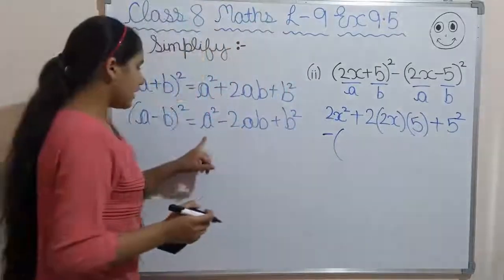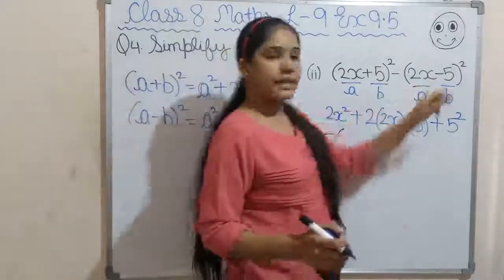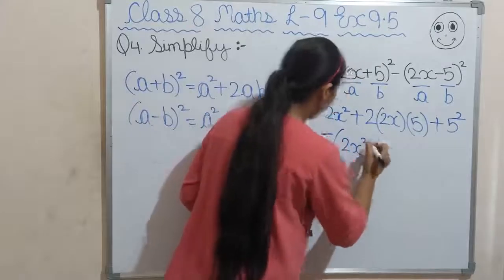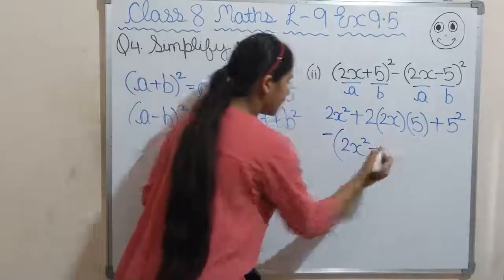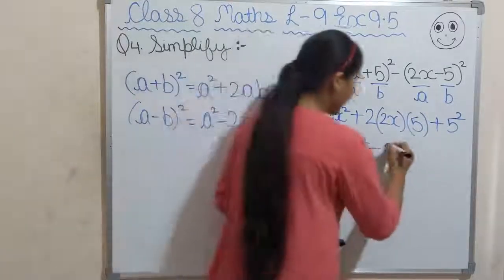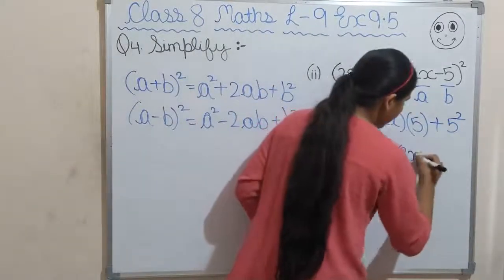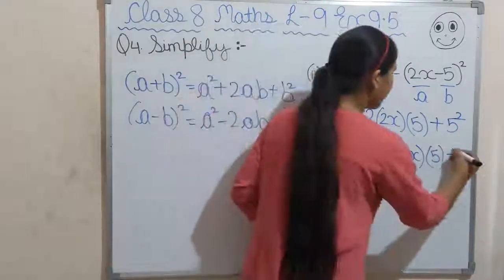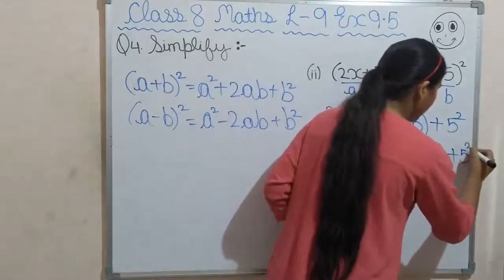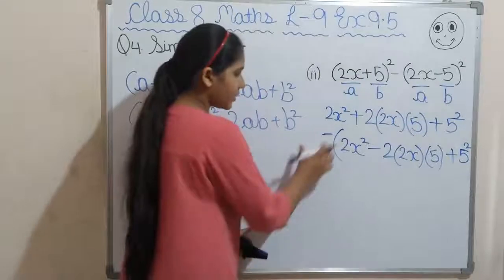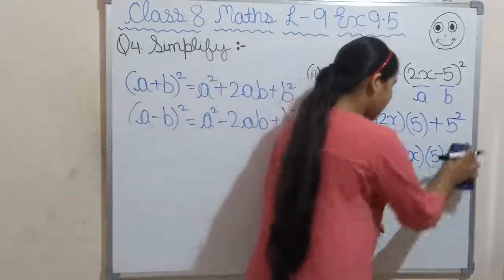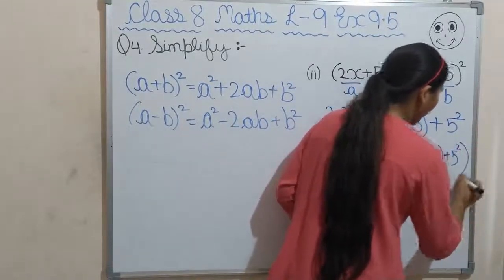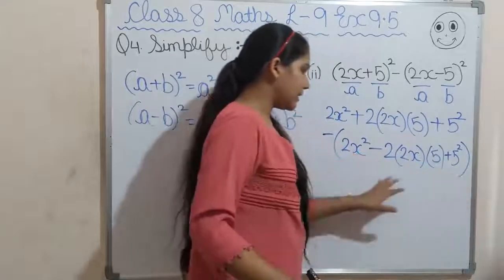After that, a square. The second property we are going to use because the minus sign is there. So a square means (2x) square, with sign minus as it is, then 2 into a into b, so 2 as it is, a is 2x, into 5, b is 5. Then with sign plus as it is, then b square, which is 5 square. Actually I have to put it also in a bracket because I have started a bracket here. 5 square, bracket close. This is the big bracket, and these are the small ones.